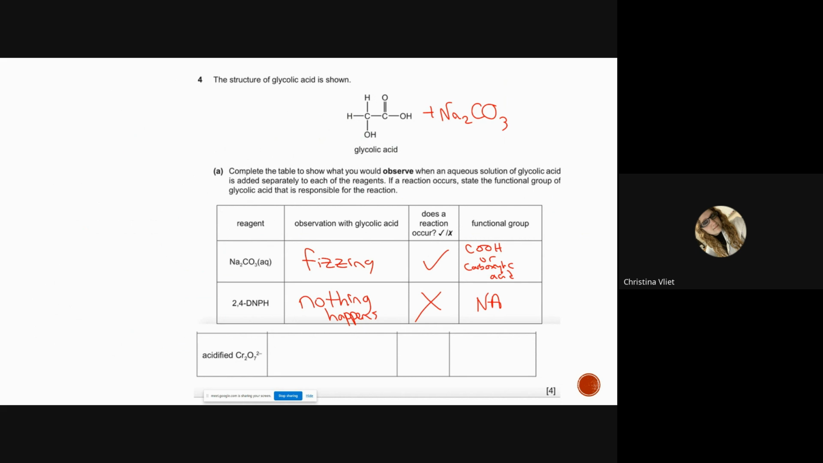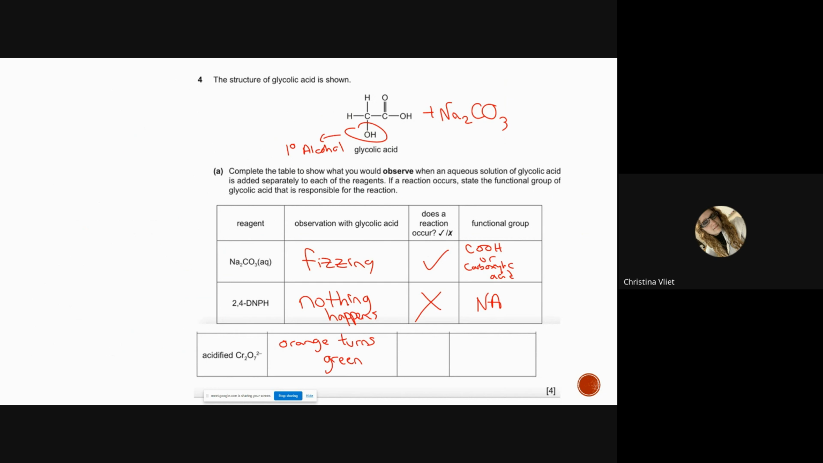And then finally, Cr2O7 2-. Does that react with anything here? No. Sure about that? Oh, this is a primary alcohol, isn't it? I didn't see that. Oh yeah, that gets oxidized to an acid. So the observation is, and they said, orange turns green. It's the way they wanted you to remember it. It starts orange and turns green.